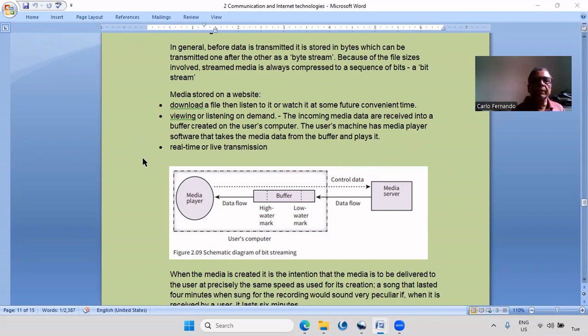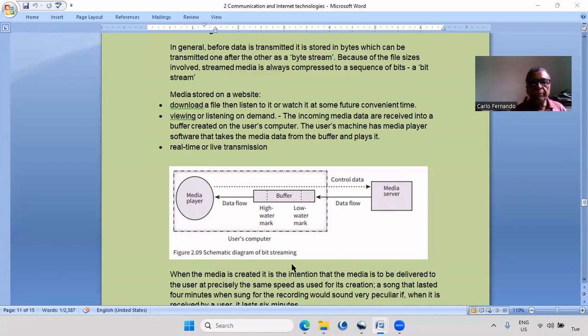And the third way is real-time or live transmission. That is exactly what is happening now. I'm having a Zoom meeting and it is a live transmission. Right now, instantly, you can hear and watch, listen and see. So that is real-time or live conversation.